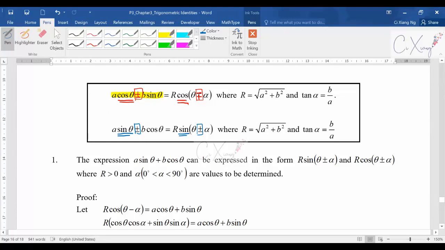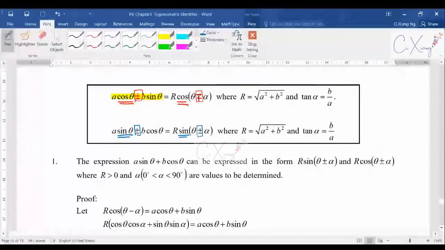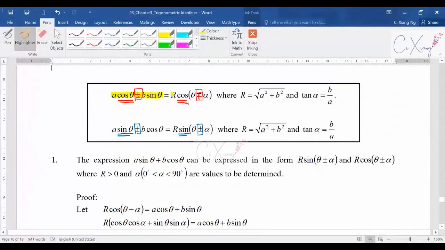The pattern is always something like this: r cos(theta minus or plus alpha), or r sine(theta plus or minus alpha). You'll see that there are two special symbols here, r and alpha, which means you don't know what r and alpha are. So how can you get r? To get r, it's very simple. You can straight away apply the formula r equals the square root of a squared plus b squared. When you want to get the value for alpha, alpha equals tangent inverse of b over a.